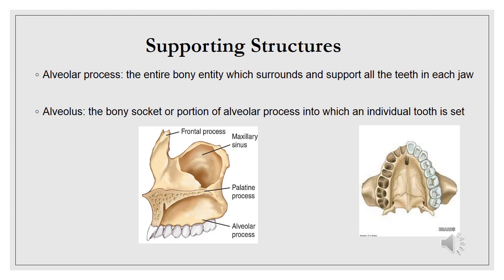Second term is alveolus. It is a bony socket, or portion of the alveolar process, into which an individual single tooth is present.